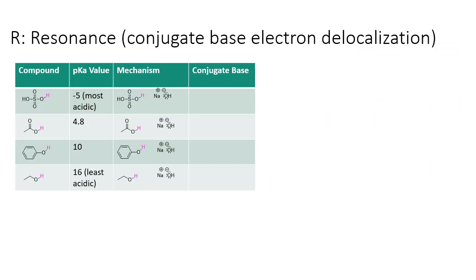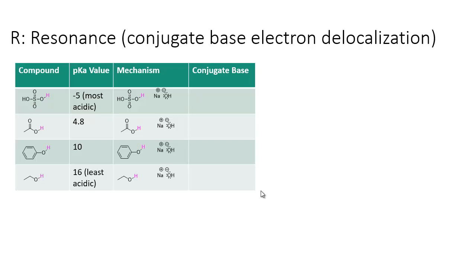Next, let's talk about resonance. So I've selected a few compounds from the table: sulfuric acid, acetic acid, phenol, and ethanol. Sulfuric acid is the most acidic, followed by the acetic acid, followed by phenol, and last, the ethanol, which is the least acidic of the compounds that I've selected. So looking at these, we're looking at the stability of the conjugate base and the resonance potential that has.